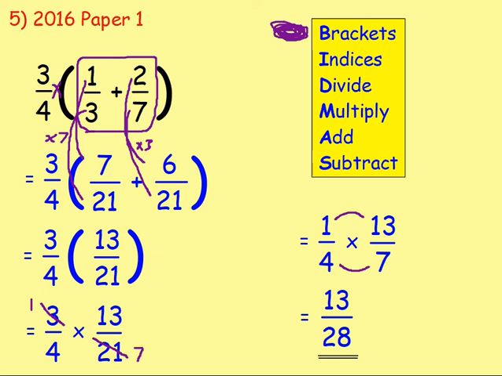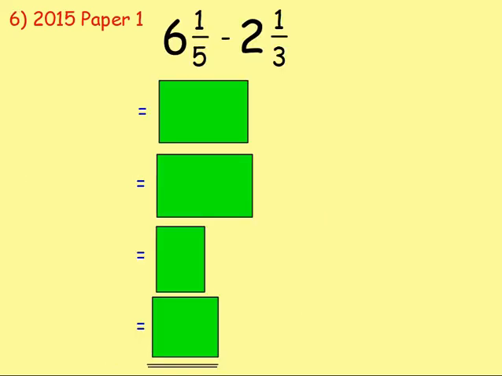Woo! Let's try one more past paper question. This is question 6 and it's from the 2015 paper. Again, paper 1, non-calculator. 6 and 1/5 take away 2 and 1/3. Different ways of doing that, so if you're doing this a slightly different way and getting the same answer, that's absolutely fine. This is what I would do with this question.